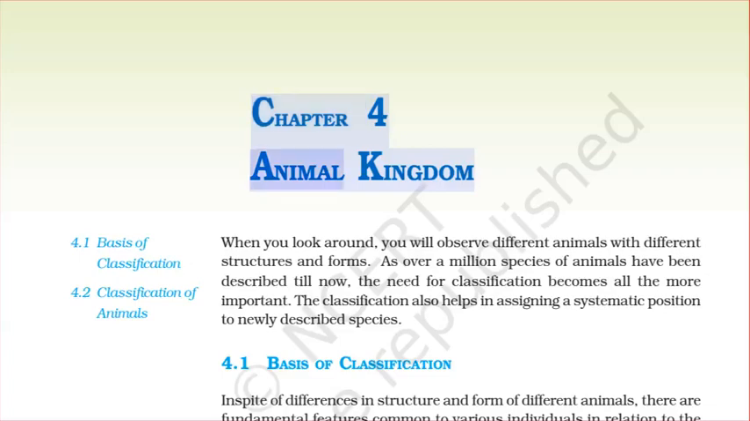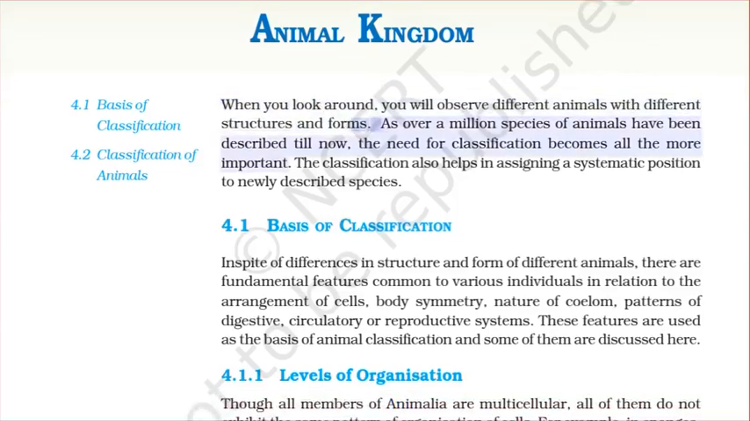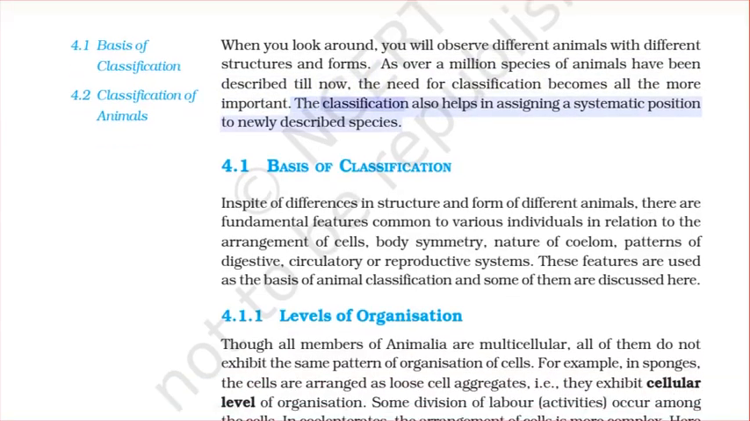Chapter 4, Animal Kingdom. When you look around, you will observe different animals with different structures and forms. As over 1 million species of animals have been described till now, the need for classification becomes all the more important. The classification also helps in assigning a systematic position to newly described species.